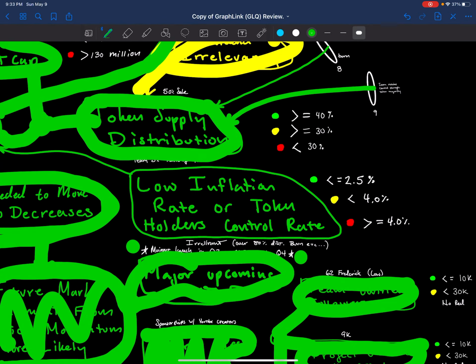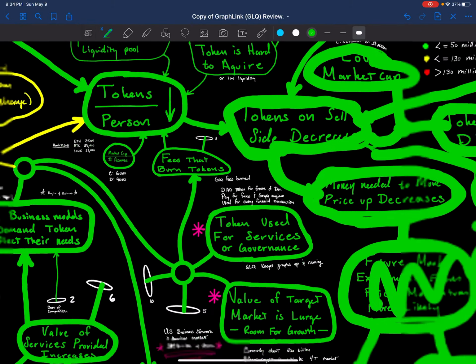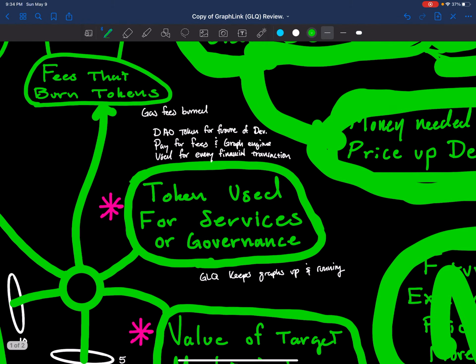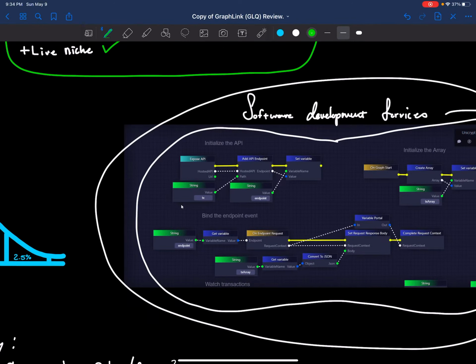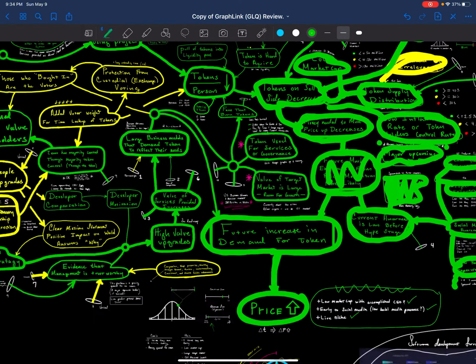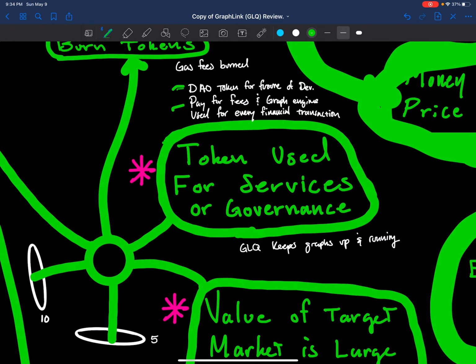It has a pretty low inflation rate, so that's good. The token is used for a DAO in the future, for future devs, and to pay for fees and the graph engine. The engine that you saw doing these things, paying for those fees, is what the token is used for, and it keeps those things live.